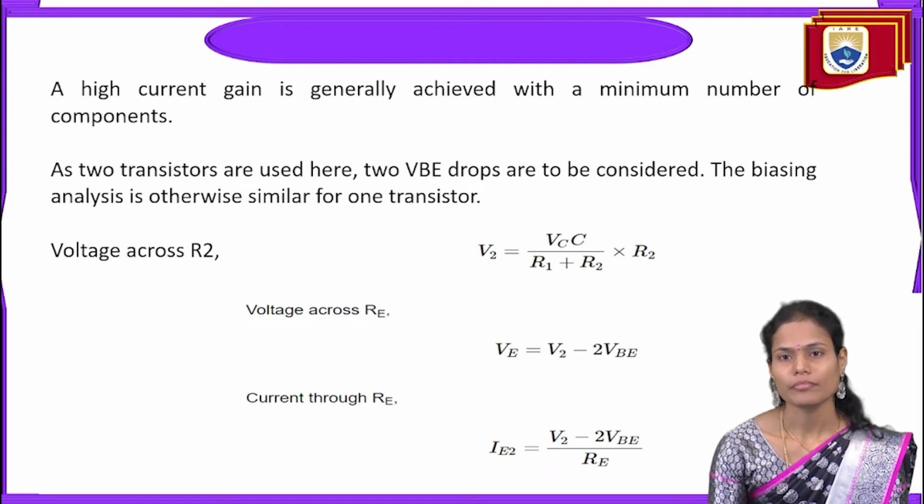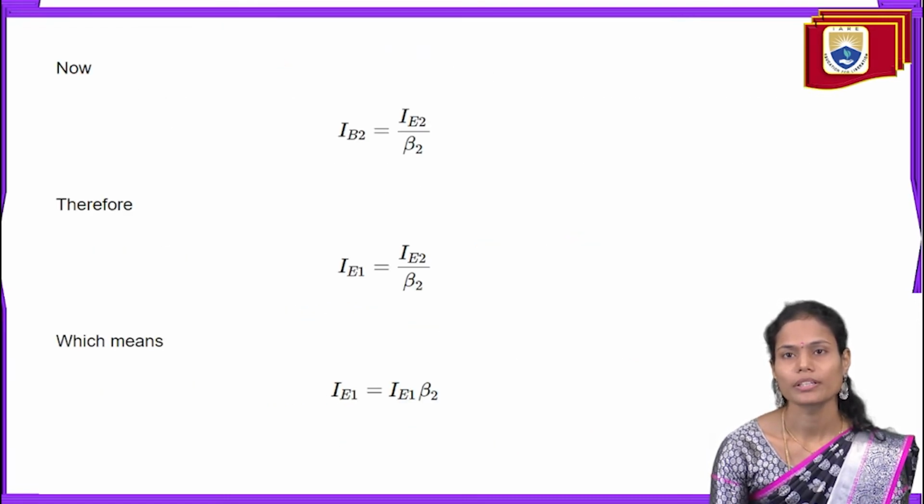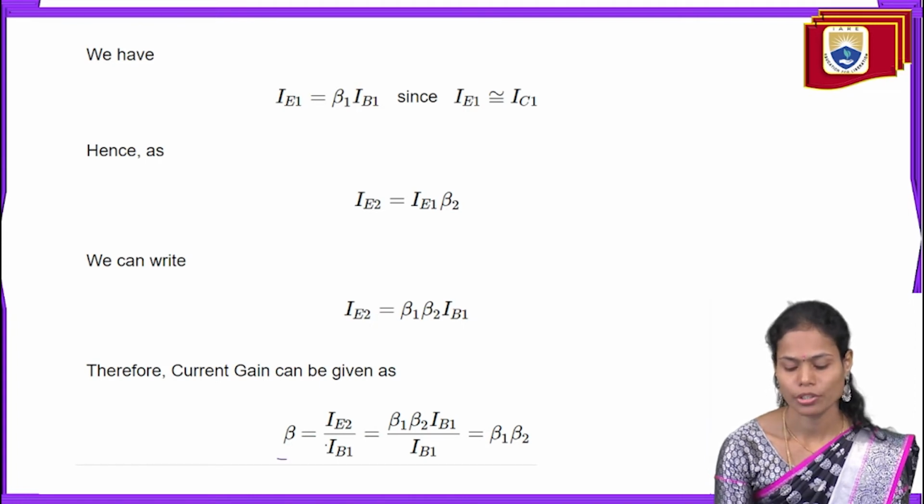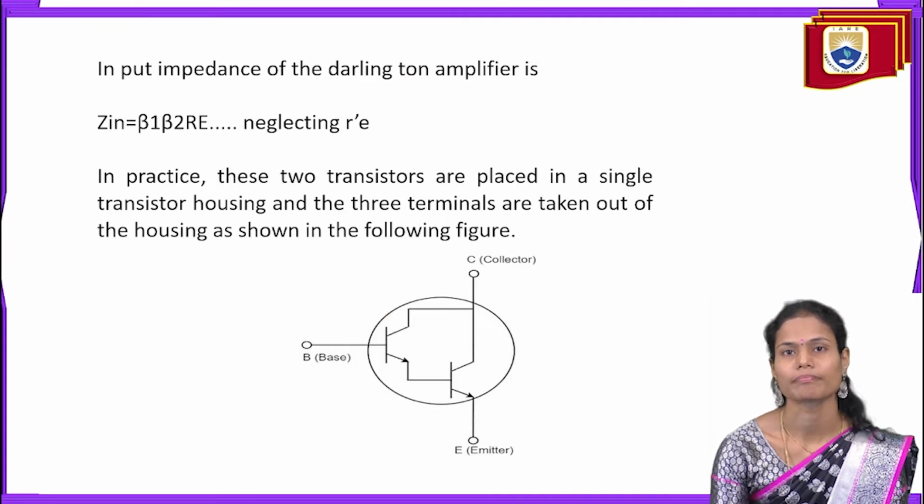And here we are proving how the current gain is improving: beta equal to beta 1 and beta 2. We have to explain each and every step clearly here.